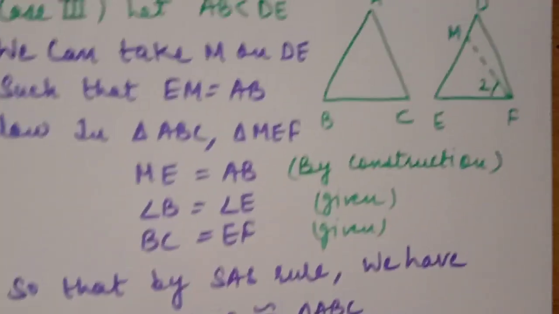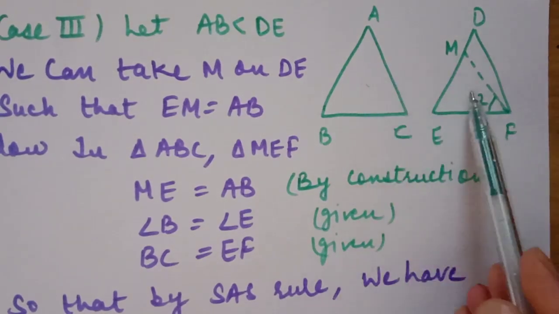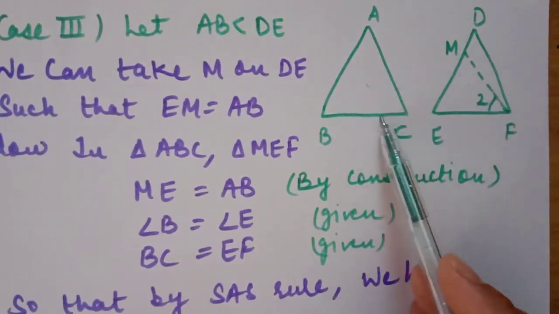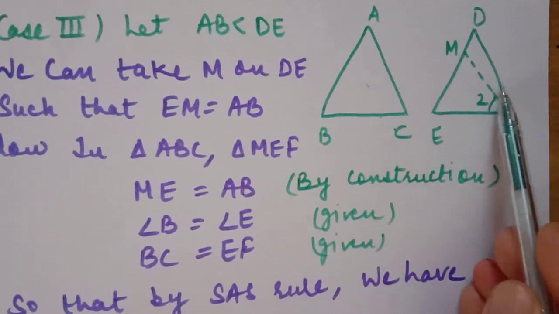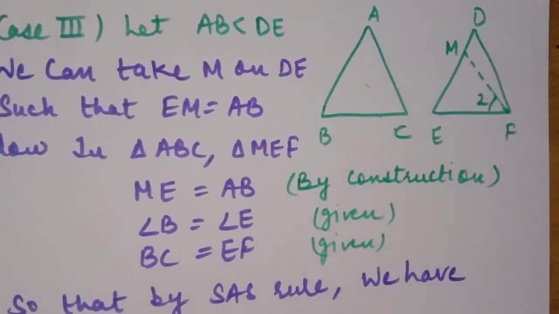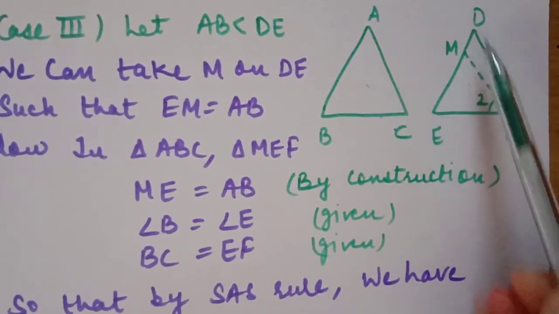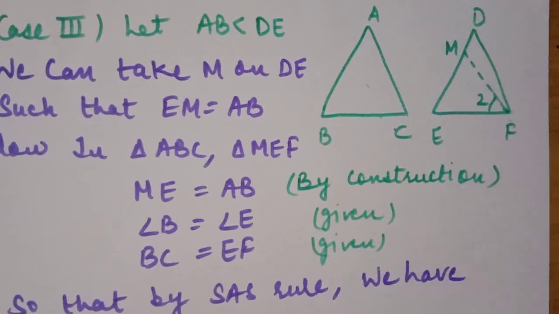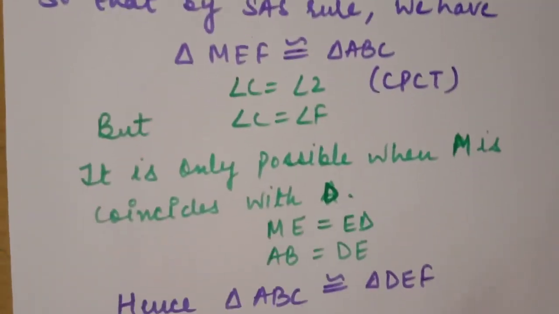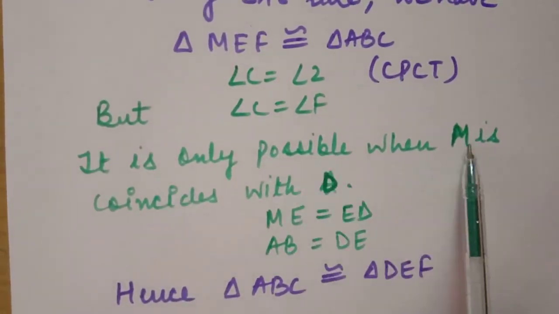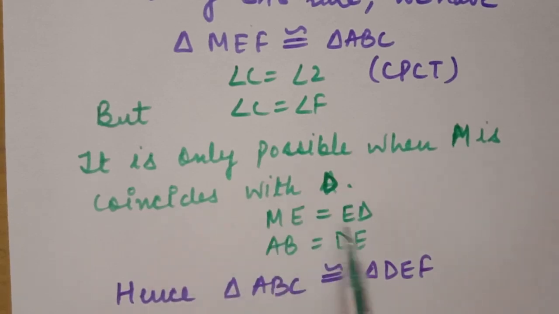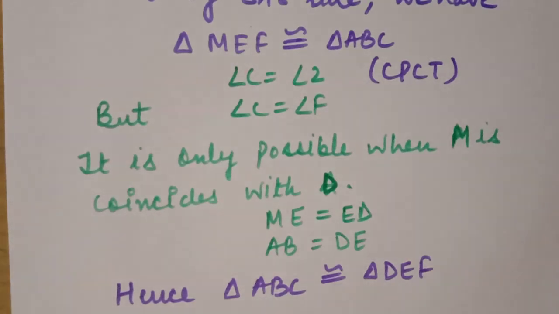Similarly, by corresponding parts, because these two triangles are congruent, angle 2 and angle C are equal to each other. But angle F and angle C are equal to each other, it is given. So it is only possible when this vertex M coincides with this vertex D. These two line segments are not different, they are one single line. So M coincides with D. ME equals ED, so AB equals DE. Hence, triangle ABC is congruent to DEF.